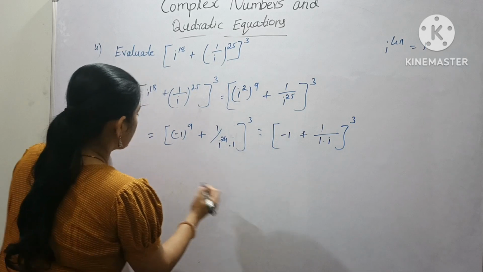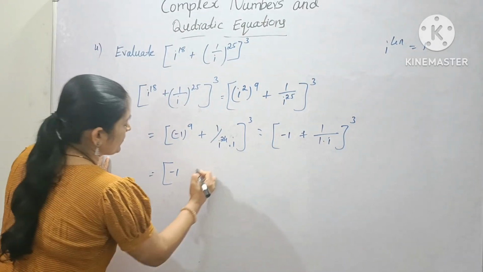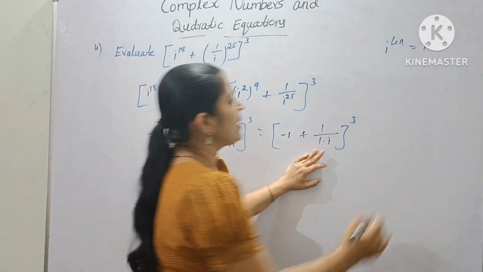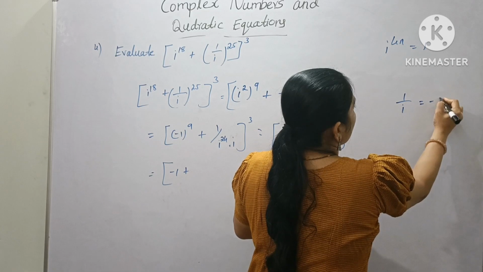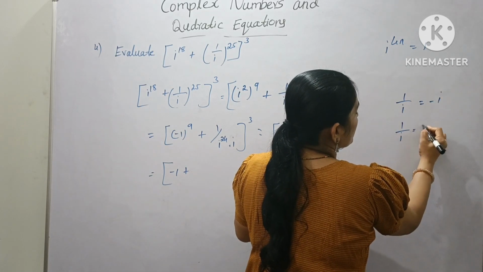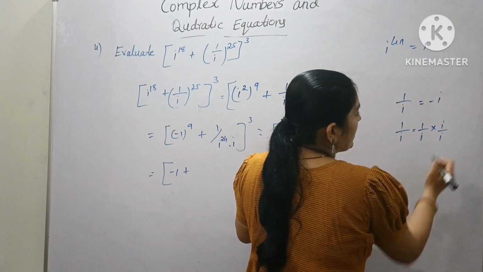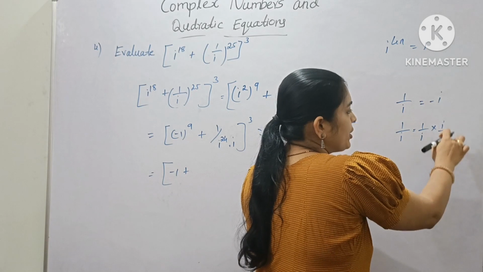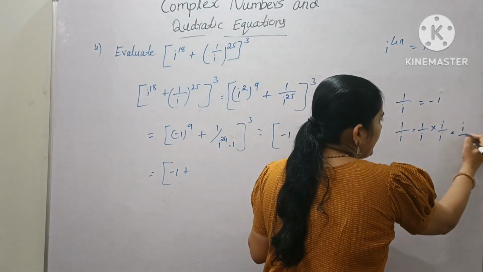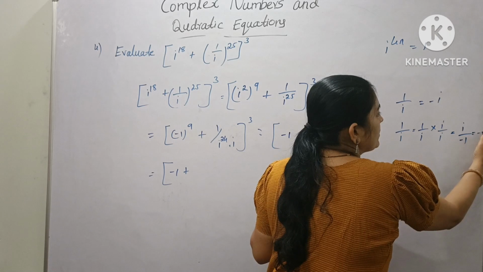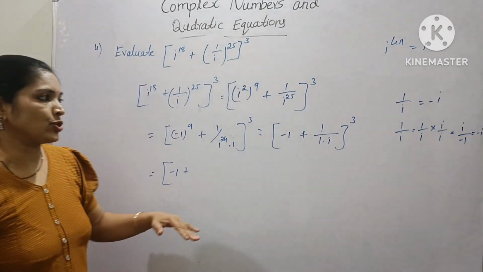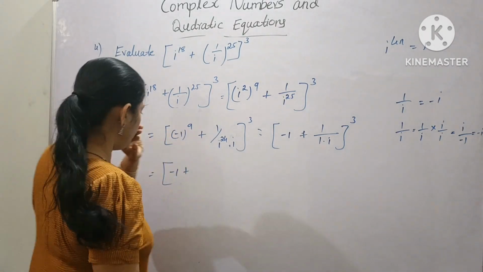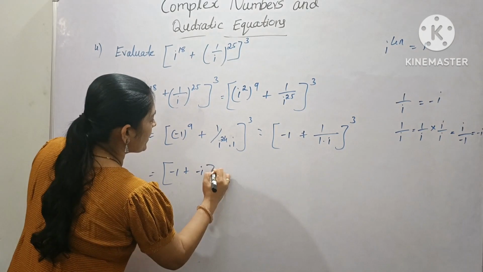whole cube. Next step, minus 1 plus, here what is 1 by i? 1 by i is equal to minus i. How? 1 by i is equal to 1 by i into i by i. We have to make the denominator a real number, by multiplying and dividing by i. That is i divided by i square, which is minus 1, that is minus i. So remember, 1 by i is nothing but minus i. So minus i whole cube.